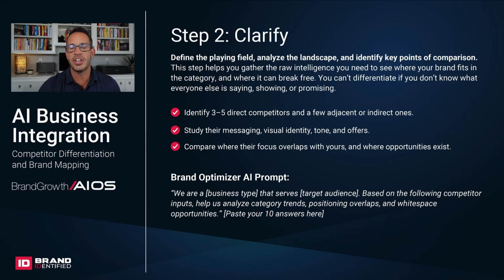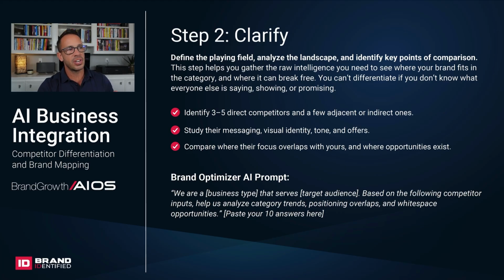You can't differentiate if you don't know what everyone else is saying, showing, or promising. So you're going to identify 3 to 5 direct competitors and a few adjacent or indirect ones. You're going to study their messaging, their visual identity, their tone, and their offers, and you're going to compare where their focus overlaps with yours and where opportunities exist.